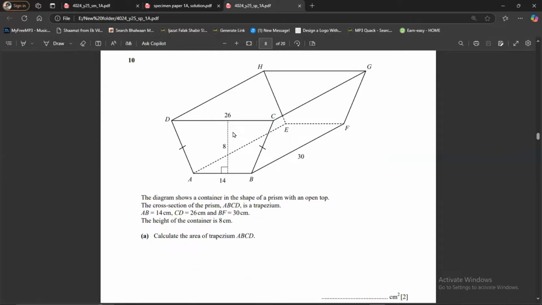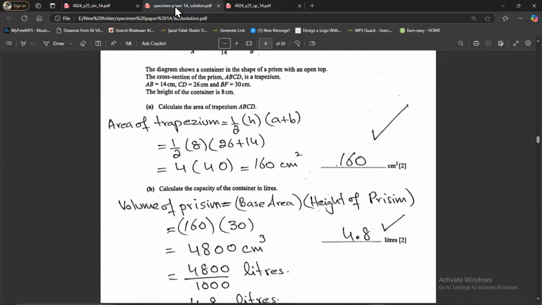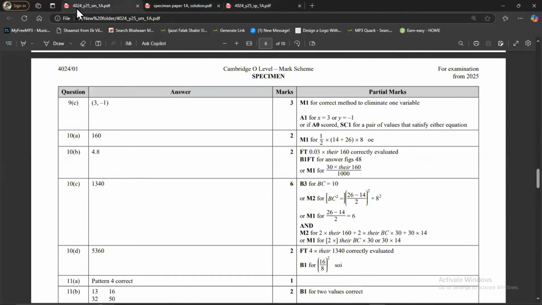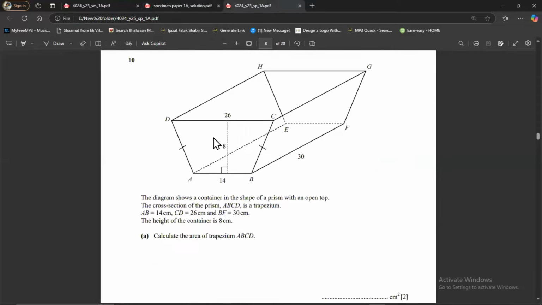The formula for the area of the trapezium is 1 by 2 into height into sum of the parallel sides. So very easily we can find the area of the trapezium. Formula is 1 by 2 into height into sum of parallel sides. So we will have 1 by 2 into 8 into, in the bracket I will write 26 plus 14 bracket close, because 26 and 14 are the parallel sides of the trapezium. So you will have 4 into 40, and that will be 160 centimeters square. So 160 centimeter square is the answer, sir. This is the area of the base of this prism. This is the area of this trapezium.